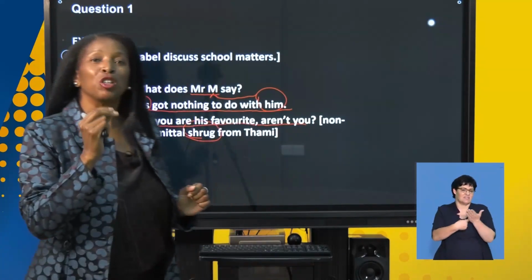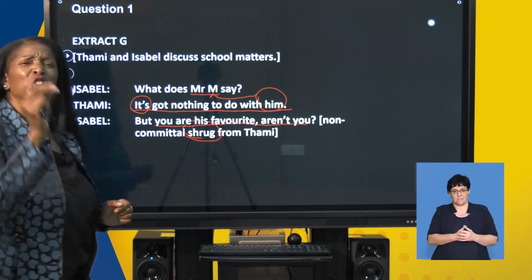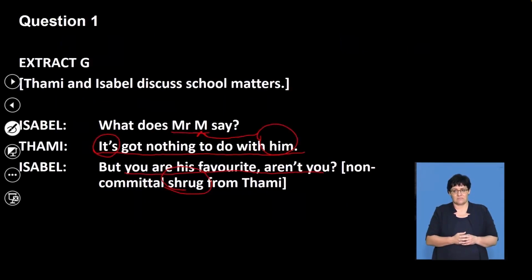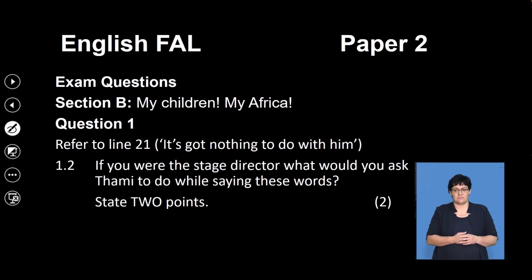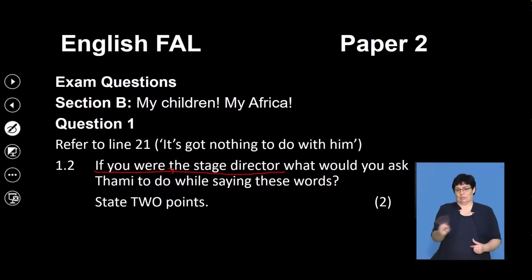And they will do this with how the play, for example, has been structured. So we're going to go into a question that refers to this statement. It's got nothing to do with him. Sorry, this is the question. If you were the stage director, what would you tell Tammy to do? What would you ask him to do while he's saying it's got nothing to do with him? What would you tell him to do?